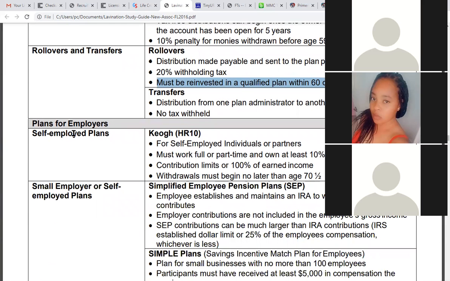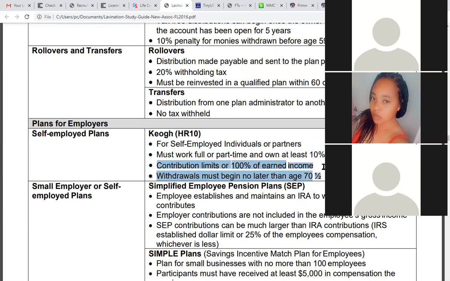Now, what about people who are self-employed? What kind of plan should they have? Know that the KEOGH plan, HR 10 plan, is for self-employed individuals. The 10 represents 10% of ownership. You have to own 10% of the business. This is for self-employed individuals or partners. They must work full-time or part-time, but at least they have to have 10% ownership. If you don't own 10% of the business, you cannot have this retirement plan.